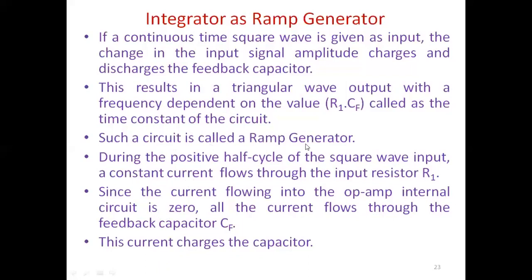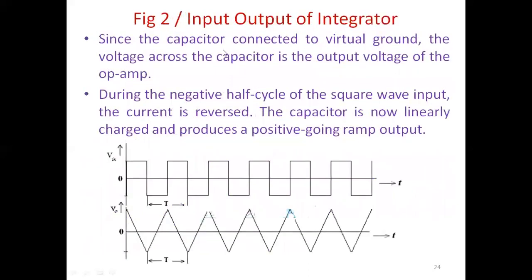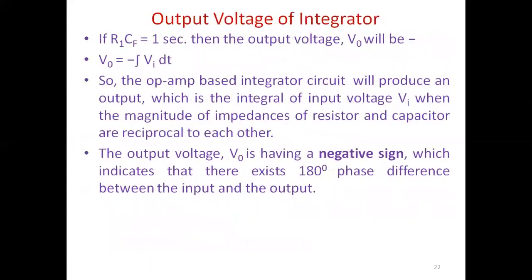Such a circuit is called a ramp generator. If a square waveform is given to an integrator, it will generate a triangular waveform or a ramp waveform. In such a way, the circuit is called a ramp generator. During the positive half of a cycle of square wave input, current flows through the input resistor R1. All the current flows through the feedback capacitor Cf, charging the capacitor Cf. Since Cf is connected to virtual ground, the voltage across the capacitor is equal to the output voltage of the op-amp. You can look at this diagram.